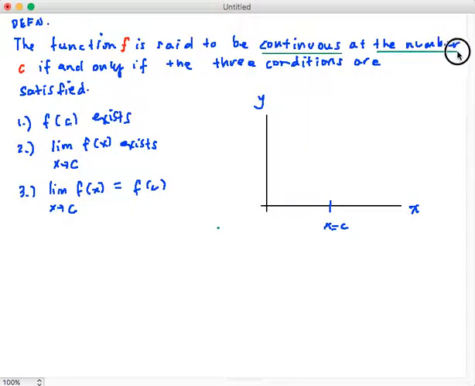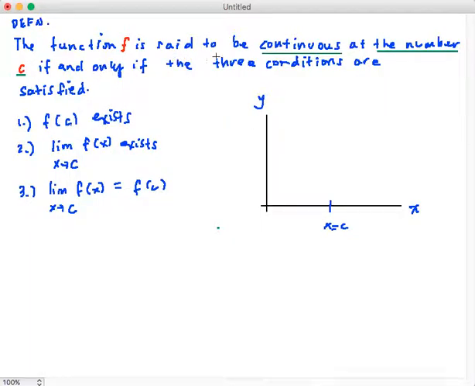At the number c. Now, you have to be careful because sinabi natin continuous at the number c, continuity of a function at a number lang yan. Kasi later, pag-aaralan natin ang continuity of a function at an interval. So, dito pinag-aaralan natin continuity of a function at a number. Number yung pinag-uusapan natin dito.